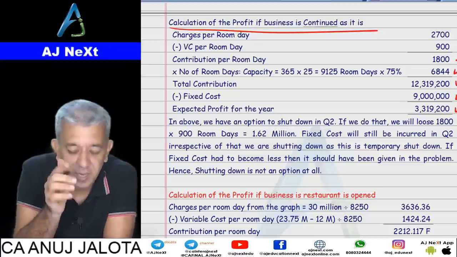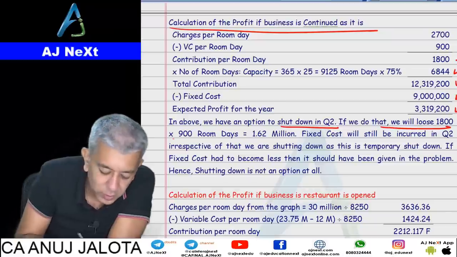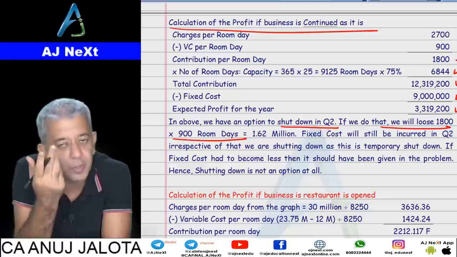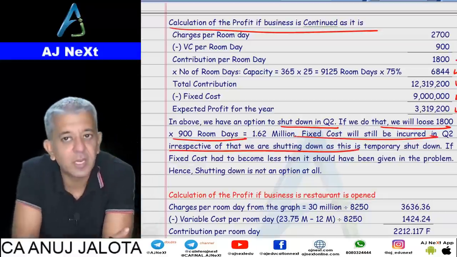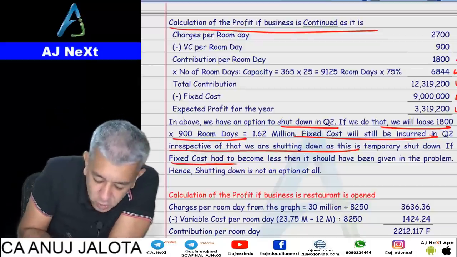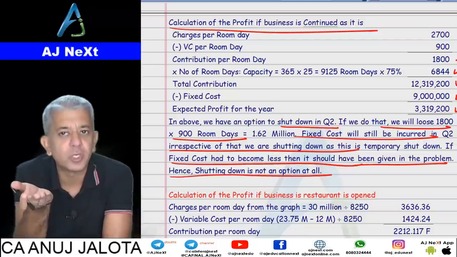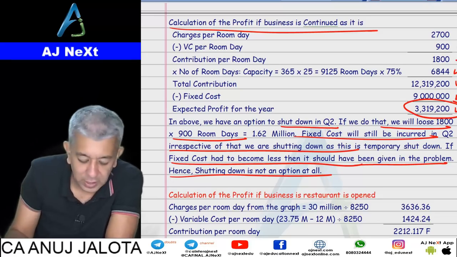In the above also, we have an option that you shut down quarter two. If you did that, 1800 into 900, 1.62 million or 16,20,000 will be lost. Fixed cost is going to remain the same anyway, irrespective of whether we are shutting down or not. As this is a temporary shutdown point, if fixed cost had to become less, it should have been given in the problem. Hence, shutting down is not an option at all, because this profit, son, will reduce further. Okay, so that is one thing.